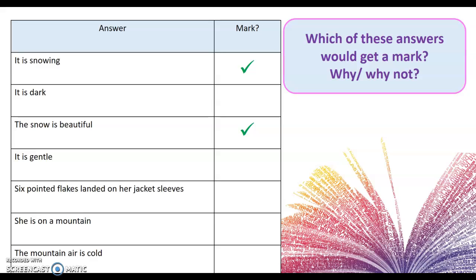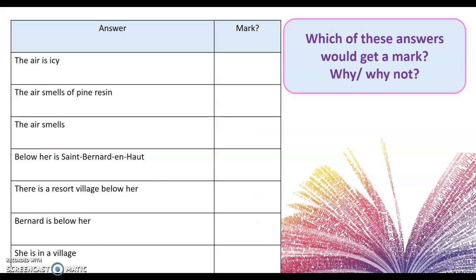And then the last 3 on here are all correct. So the 6 pointed flakes landing on her jacket sleeves, that she is on a mountain, and that the mountain air is cold. All of those would get you the marks. Now let's have a look at the bottom half of that grid. So the first one, that the air is icy, yes, that would get you a mark. The second one, the air smells of pine resin, would get you a mark. However, the air smells wouldn't. It's being specific about the fact that it smells of pine or smells of resin that would get you the mark there. So just the fact that the air smells wouldn't get you a mark.